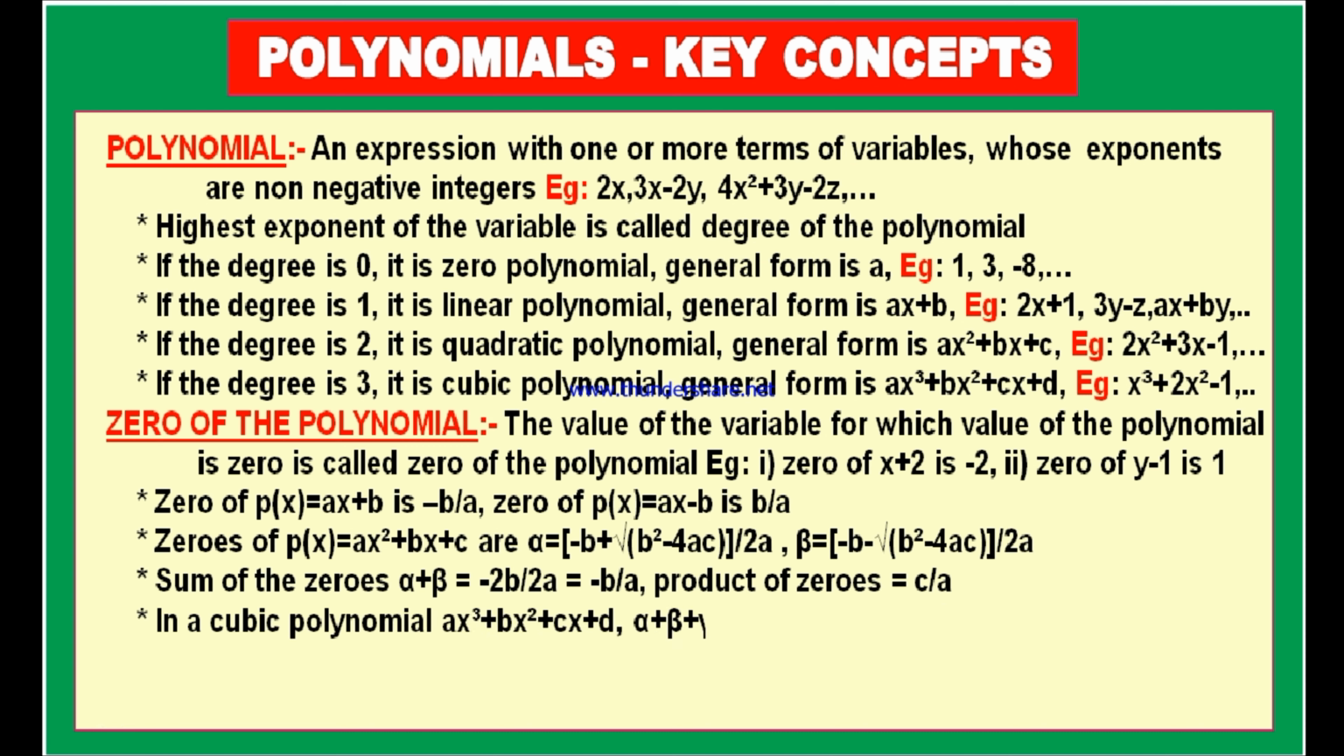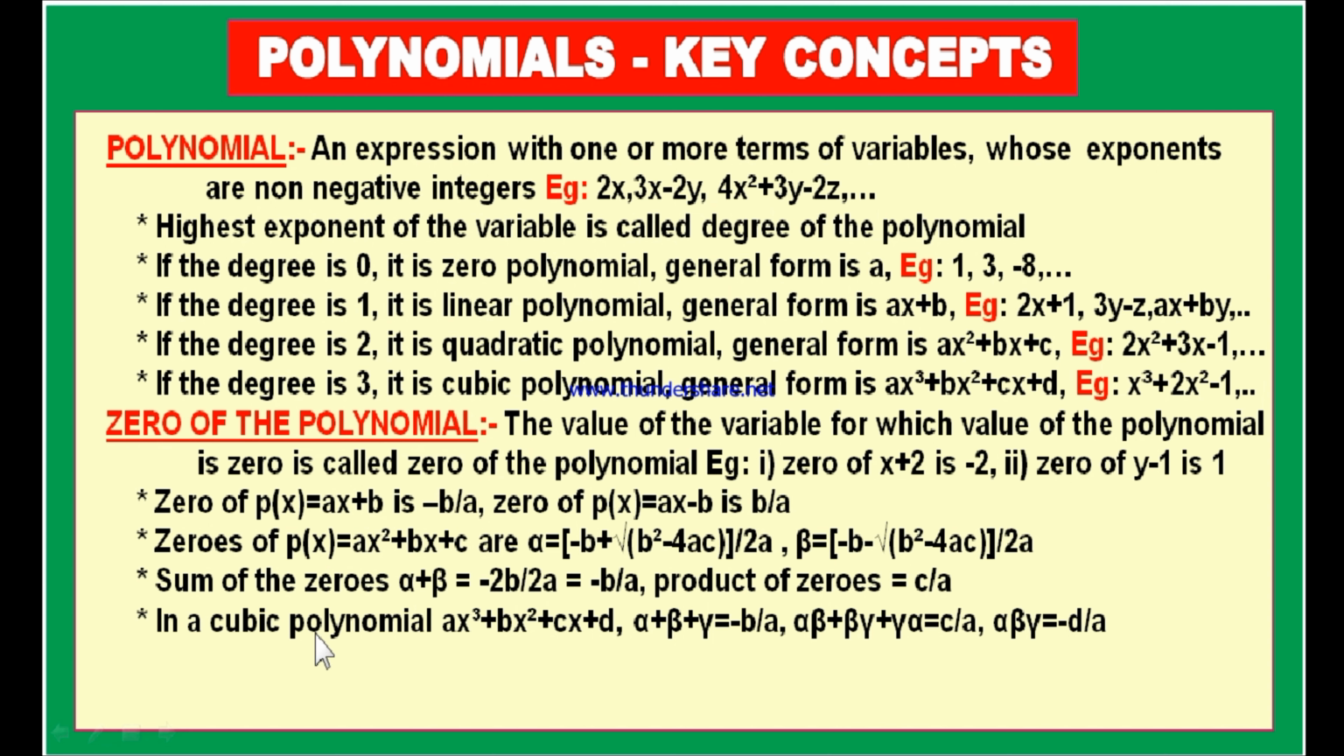In a cubic polynomial, ax cube plus bx square plus cx plus d, this is the general form of a cubic polynomial. If it is a cubic polynomial, the degree is 3, so there may be at most 3 zeros, represented by alpha, beta and gamma. Then the sum of the 3 zeros alpha plus beta plus gamma is equal to minus b by a. Alpha beta plus beta gamma plus gamma alpha is equal to c by a. And alpha into beta into gamma is equal to minus d by a. These are the 3 formulae you should keep in mind for a cubic polynomial.